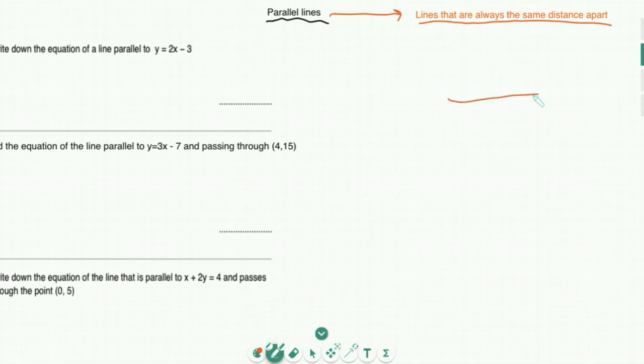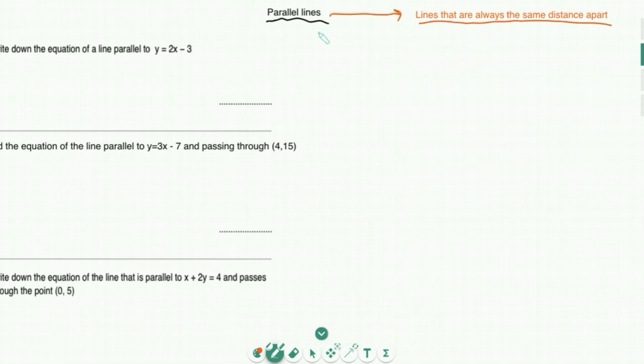Or like this. These lines are parallel. So I keep drawing the lines, I keep extending them. They're the same distance away from each other. These lines are not parallel. So if I keep going on this line, I keep going this line, they're eventually going to touch at this point here.